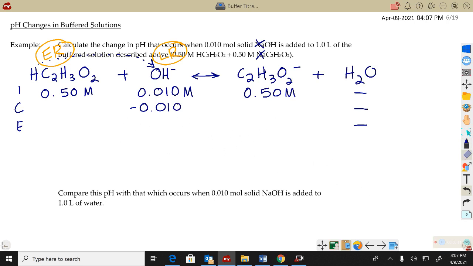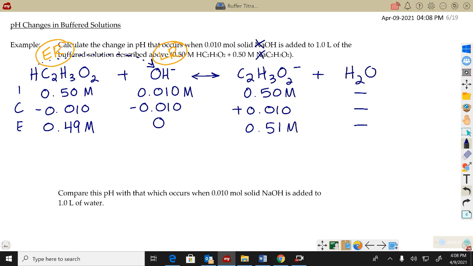Just like any limiting reactant, the limiting reactant should be completely consumed. It's gone. Same thing here in my buffer stoichiometry. Bring that down to 0. And now that's your shift. This is a 1-to-1 ratio across the board. So my acetic acid is also going to go down by 0.01. So this will be 0.49 molar. And then on the product side, we're going up 0.01. So this will be 0.51 molar. And again, I don't care about the water.